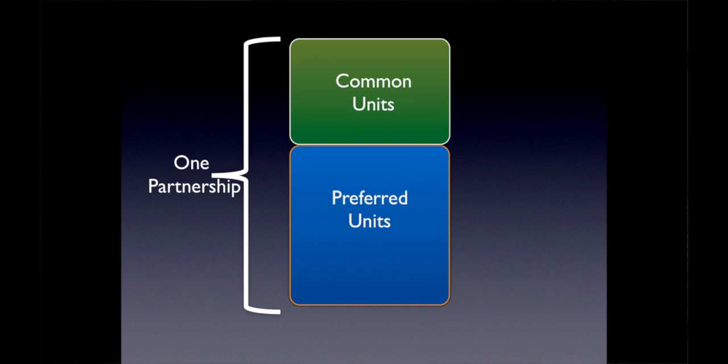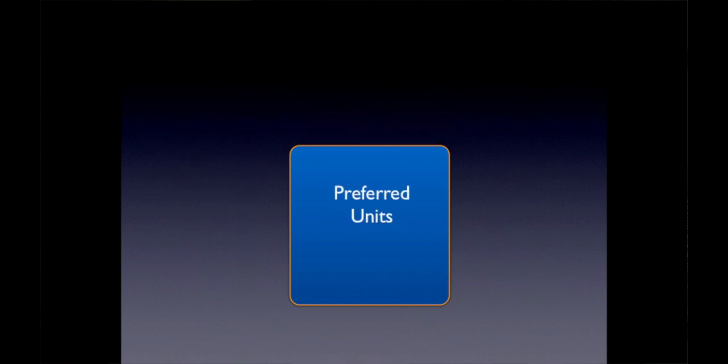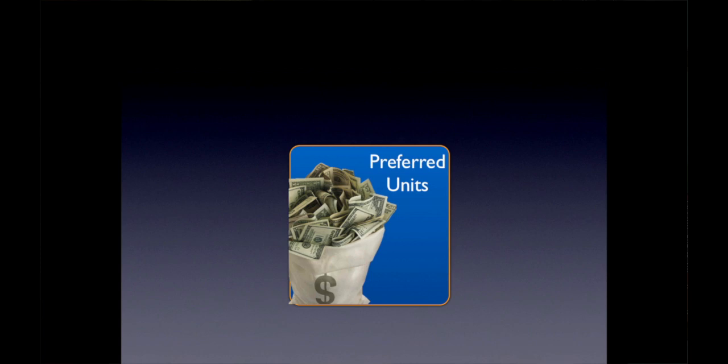Now what's the difference between the two? Well, the preferred units, they're going to be entitled to a return of all the initial capital put inside this partnership. So if you initially set up this partnership and put, I don't know, $100,000 into it, whoever owns the preferred units is going to be entitled to a return of all that initial capital, $100,000 in this case, plus they're going to be entitled to a preferred return on their money. So let's say it's a 5% annual preference.